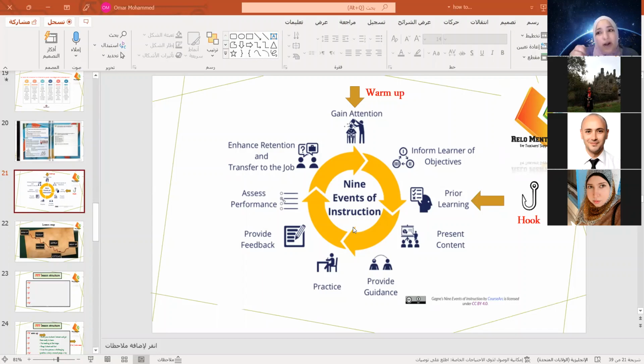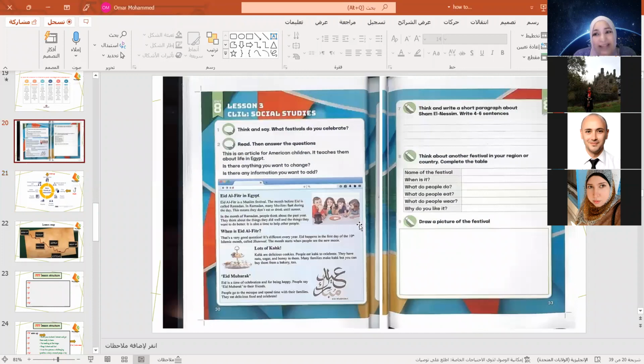When you hang up your hook somewhere in the students' knowledge back in their minds, they will never forget what you told them because you relate it to their prior knowledge. That's why we call it a hook. This step is very important. And I would like you to look at this lesson and tell me, where is the hook in this lesson?